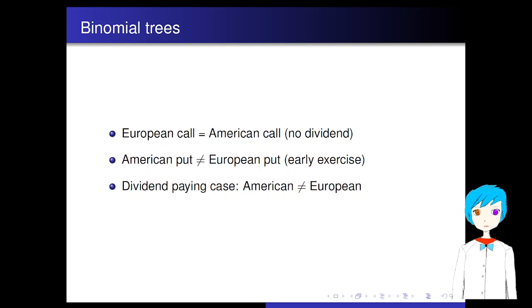For the binomial trees, the European call option is equivalent to the American call option if no dividend is paid. However, the American put option is not equivalent to the European put option due to early exercise. In the dividend-paying case, the American call and put options are not equal to the European call and put options, and we need to evaluate the value of the options on each node of the binomial tree separately.